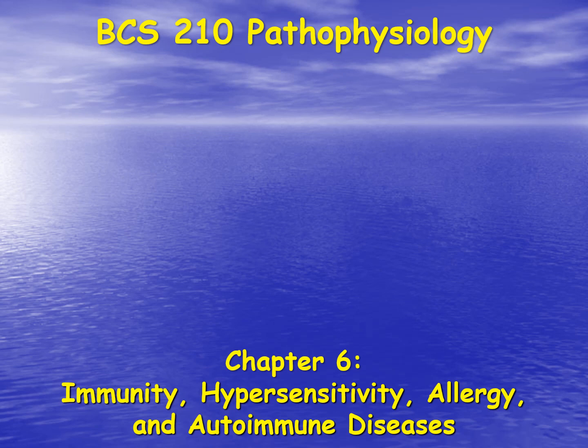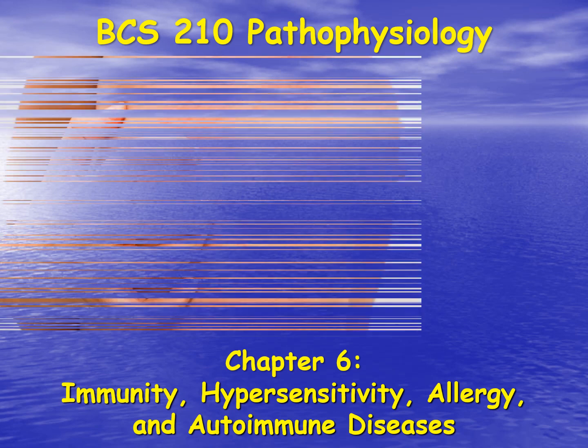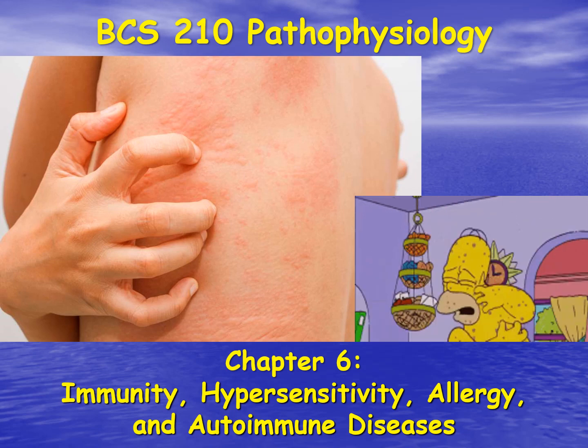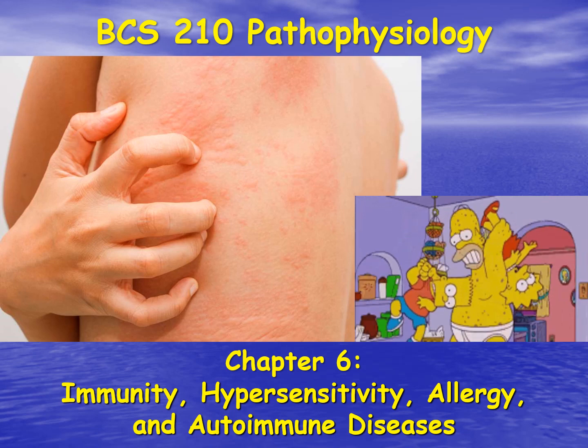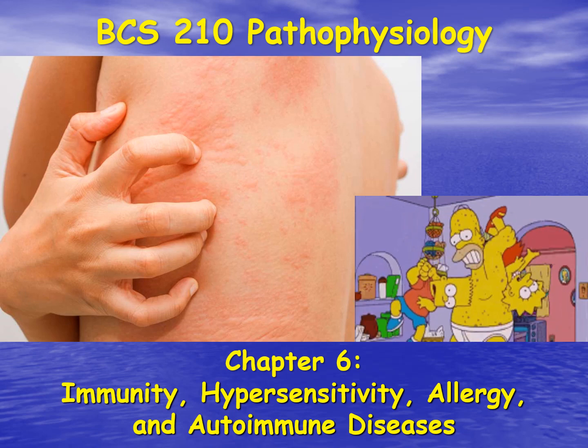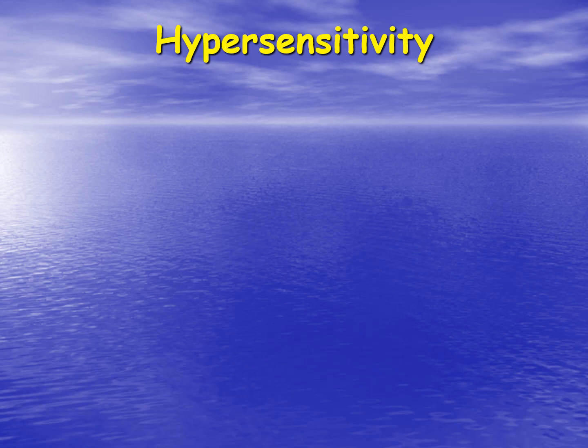So in chapter 6, the beginning of the chapter, we talked about the adaptive immune response and everything that went on with that. In the last half of chapter 6, we're going to talk about the hypersensitivity reactions. In hypersensitivity, these are inappropriate immune responses to an antigen of some sort.